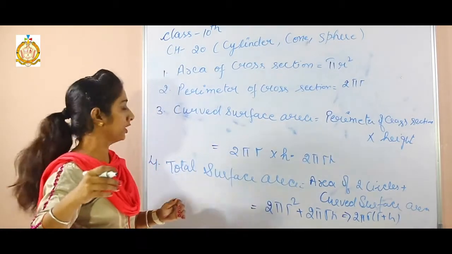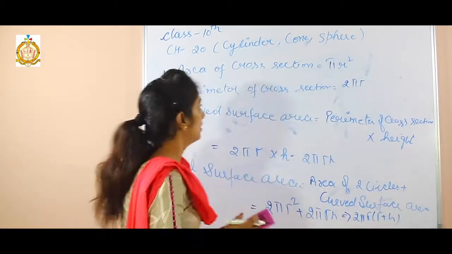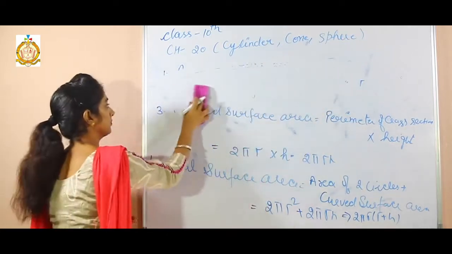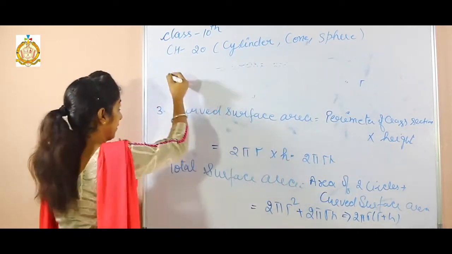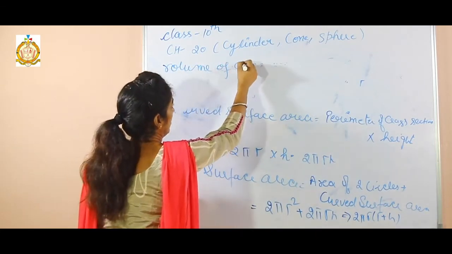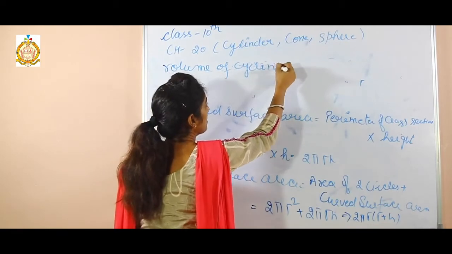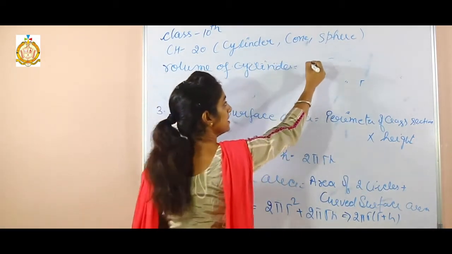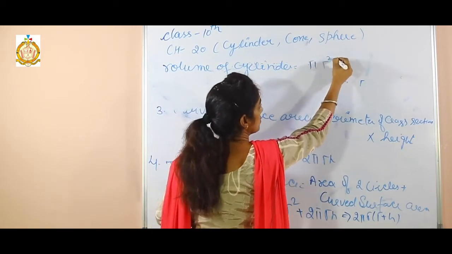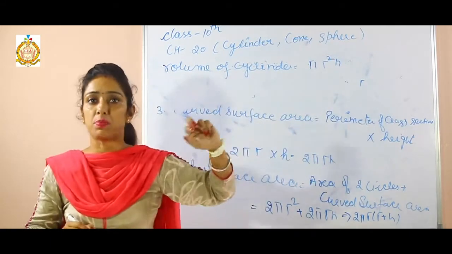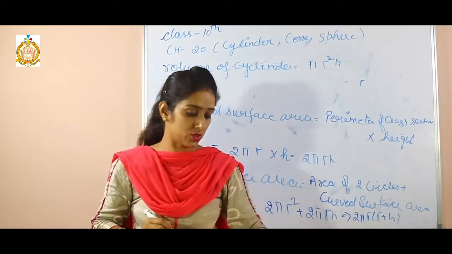Now, what is the volume? What is the volume of a cylinder? Volume means capacity. So, what is that? That is pi r square h. Okay, volume of cylinder is pi r square h.